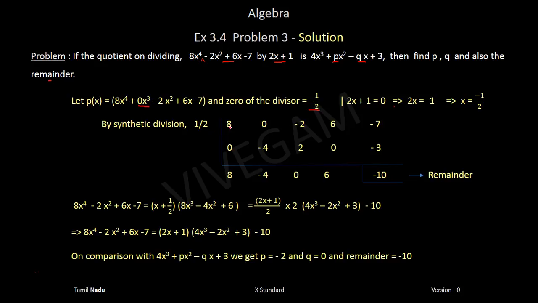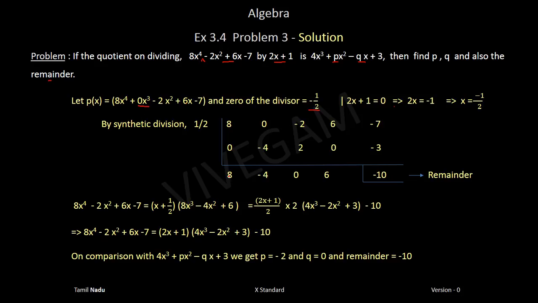So let's write all the coefficients. The x to the power of 4 coefficient comes here. Coefficient of x cubed is 0, we'll write it here. Coefficient of x square is minus 2. Coefficient of x is 6. And the constant is minus 7. And the zero of the divisor comes here. And you have to add 0 for the first entry of the second row. Now add up these two entries.